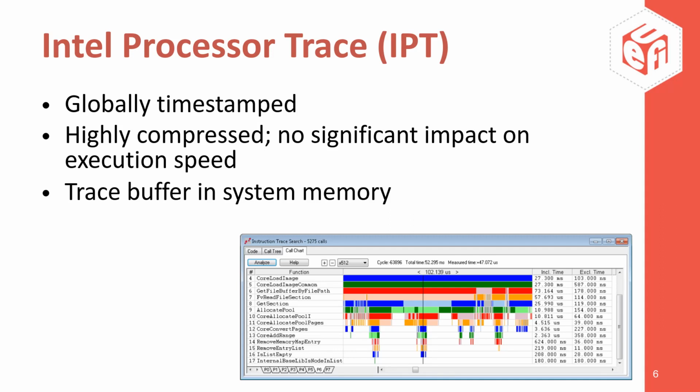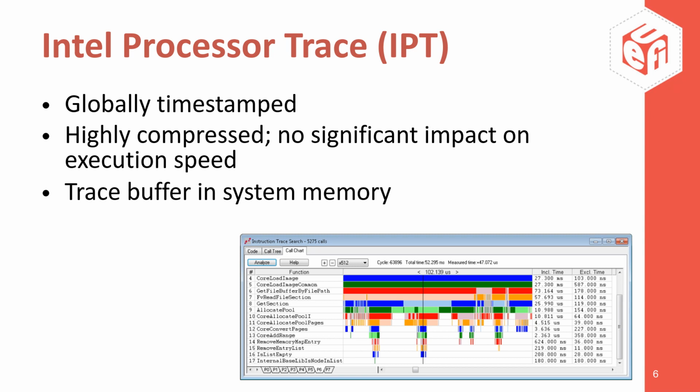Intel Processor Trace is pretty much ubiquitous on Intel at this point. Atom, Core, Xeon, they all have it. It's real-time, globally timestamped, highly compressed trace data. So you can run Intel Processor Trace and see the code flow both linearly and visually, as you see in the picture down on the bottom right.